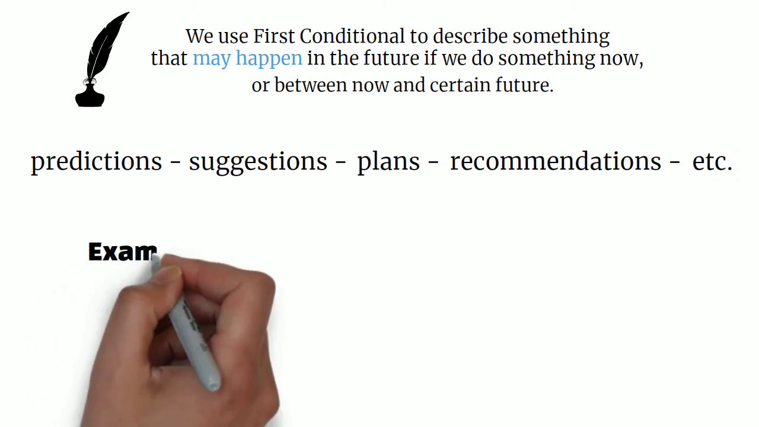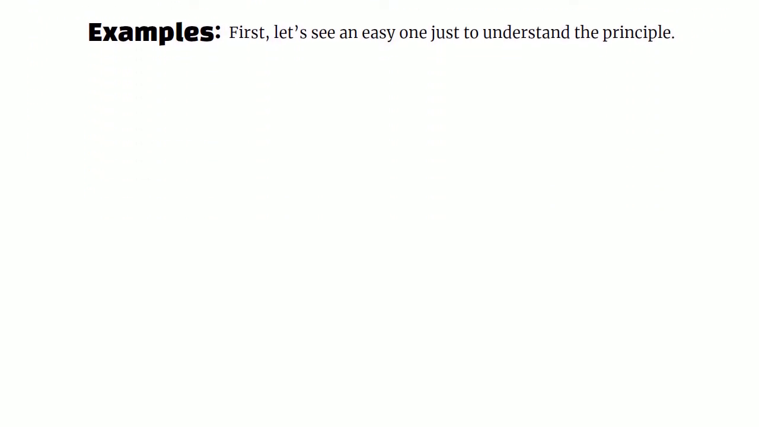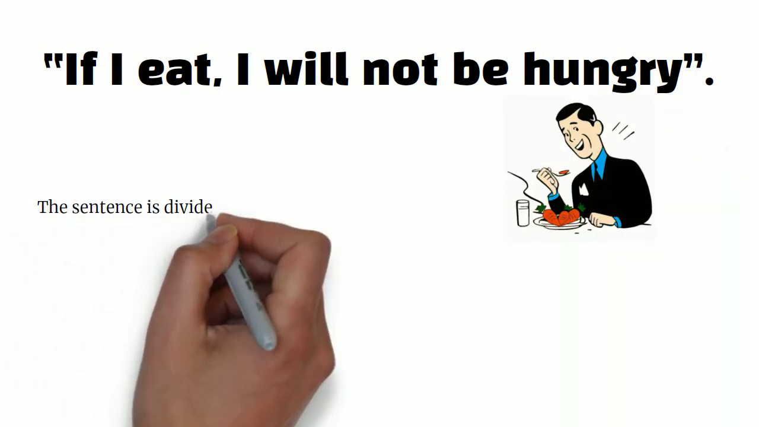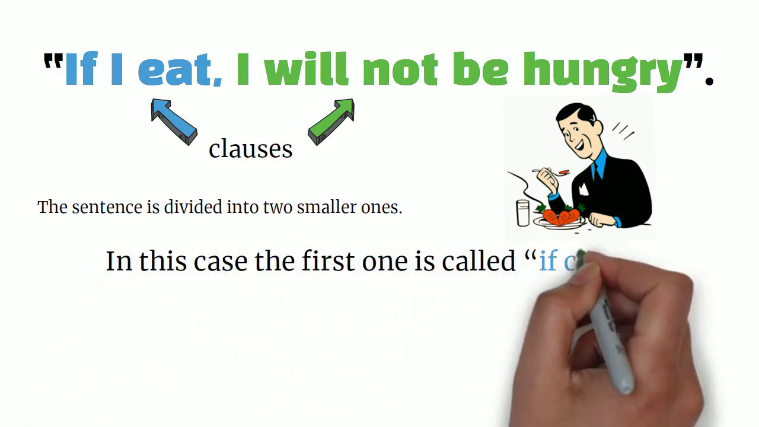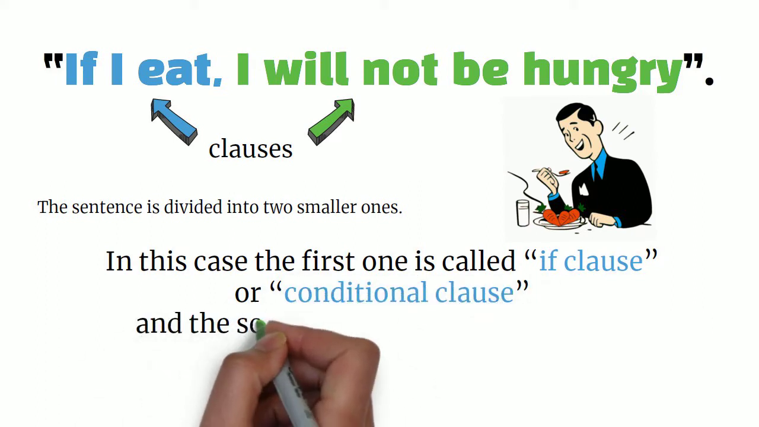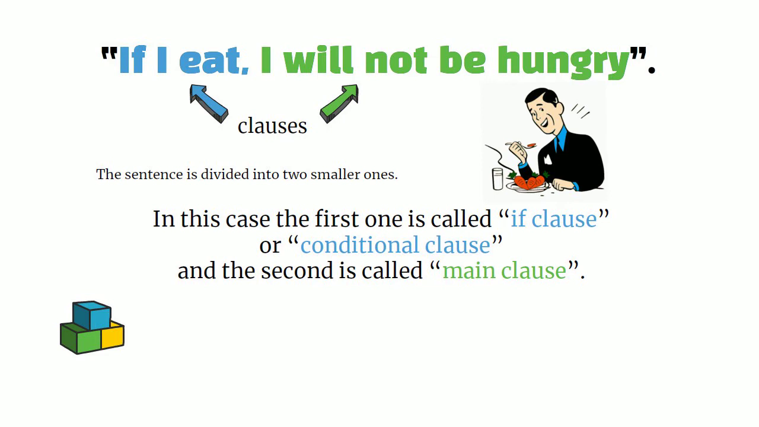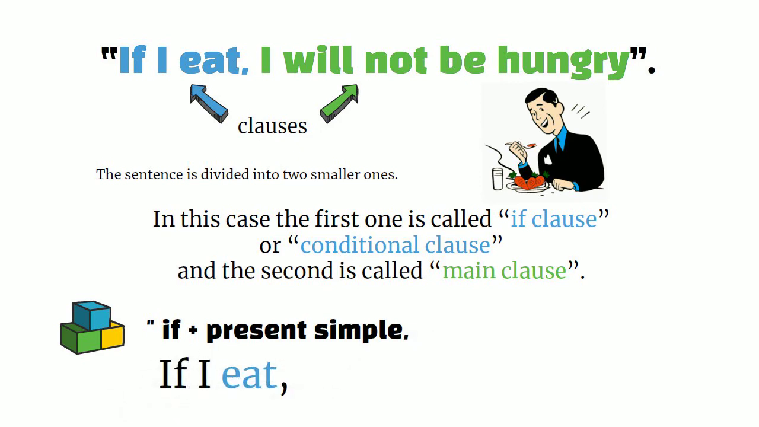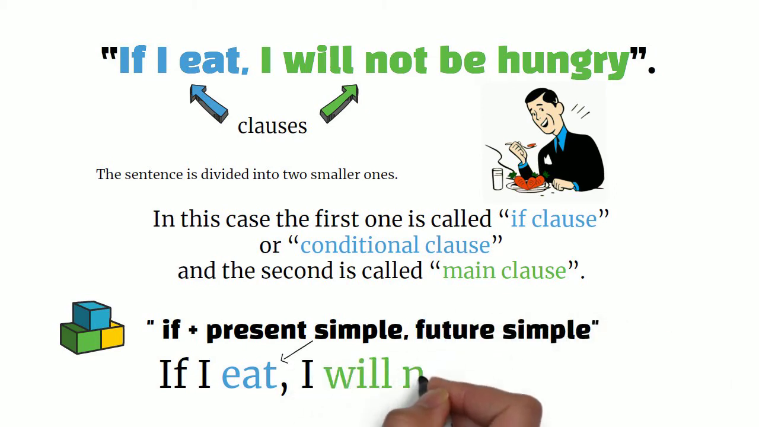Okay, here are some examples. First, let's see an easy one just to understand the principle. If I eat, I will not be hungry. As you can see, the sentence is divided into two smaller ones. They are called clauses. In this case, the first one is called if clause or conditional clause, and the second is called main clause. The structure of the if clause is if plus present simple. If I eat. And the structure of the main clause is future simple. I will not be hungry.